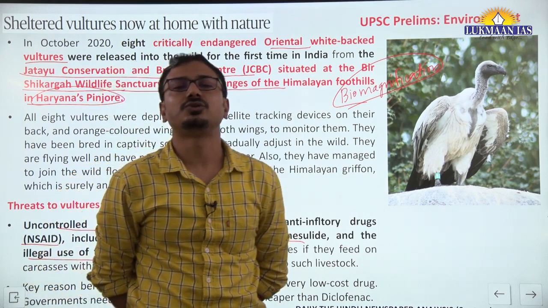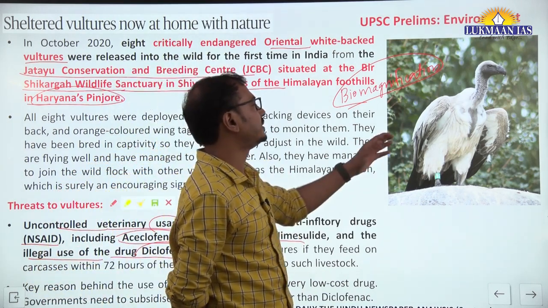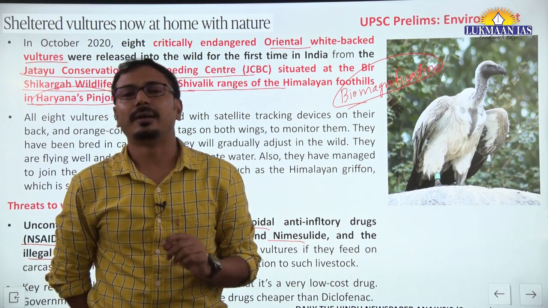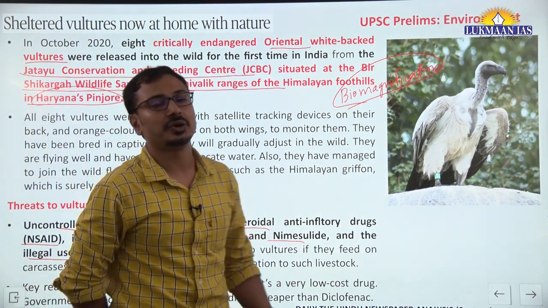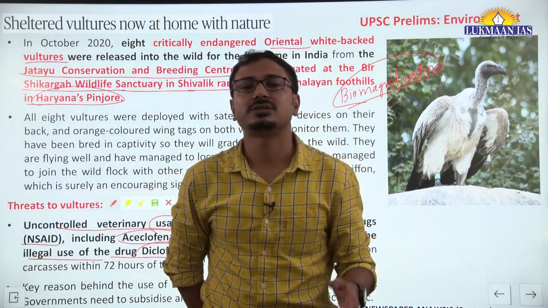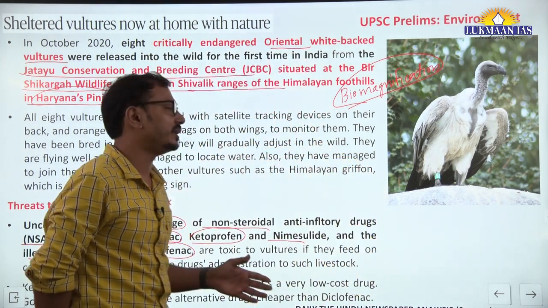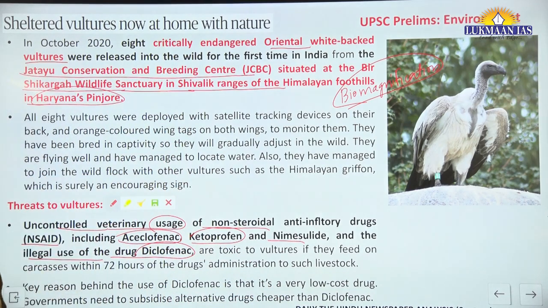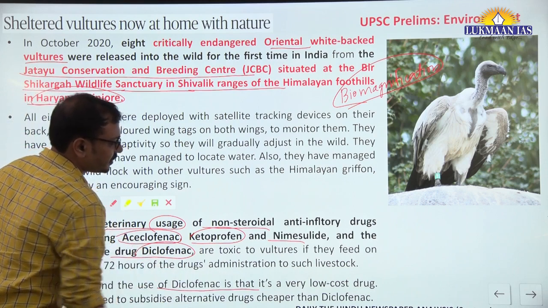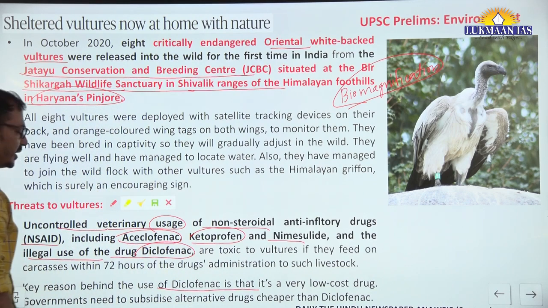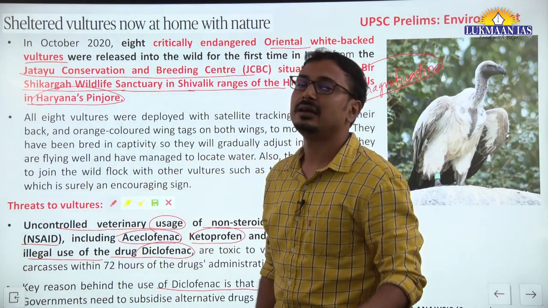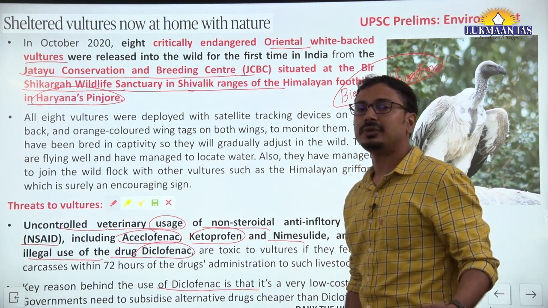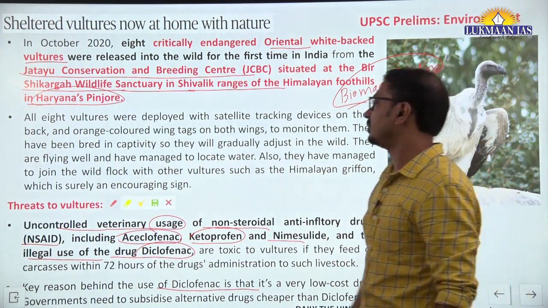So what used to happen is the kidneys of these vultures used to fail because of this diclofenac, and they used to die. This is how around 90 to 95% of the vulture population declined in the last 2 decades because of these drugs. The key reason behind the use of diclofenac is that it's a very low cost drug. The government needs to subsidize alternative drugs so as to increase their use and reduce the use of diclofenac. In this manner we should understand.